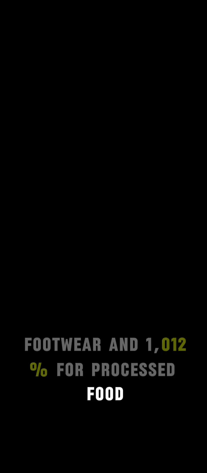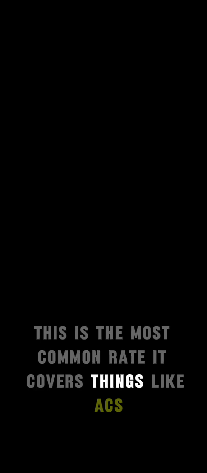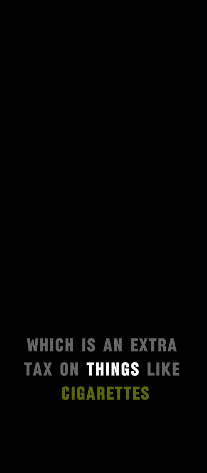12% for processed food, smartphones and some household items. 18%. This is the most common rate. It covers things like ACs, restaurants, electronic items. 28% for luxury goods and sin goods like cars, tobacco or aerated drinks. There's also something called a cess, which is an extra tax on things like cigarettes or SUVs to discourage their usage or to fund public health.